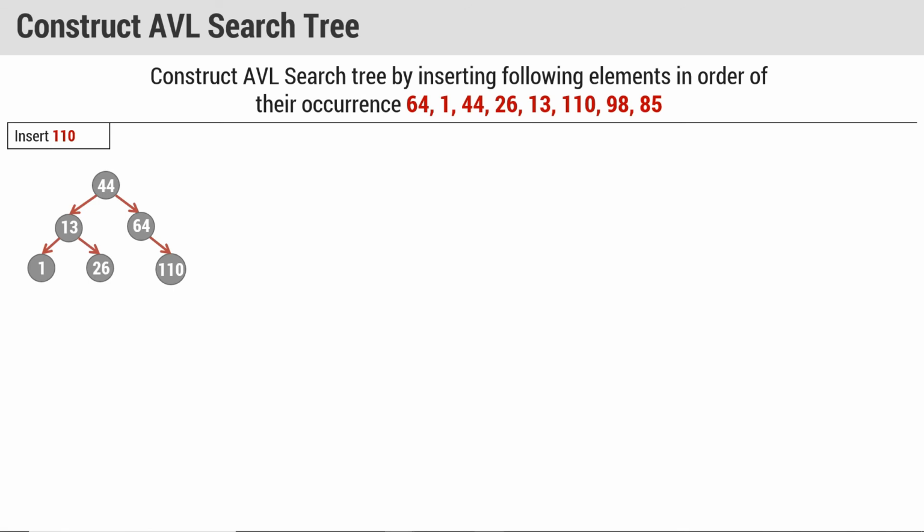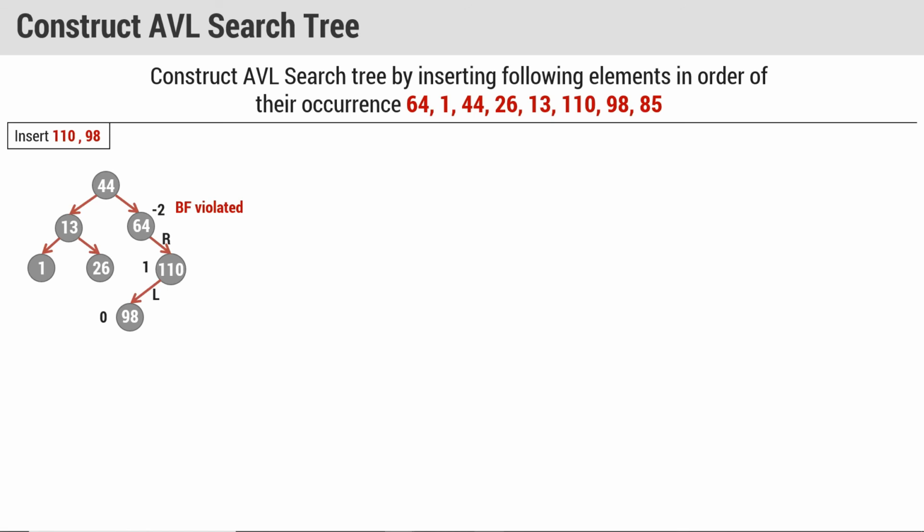So now we can insert 98. 98 is obviously inserted on the left side of 110. Now again we check the balance factor: at 98 it is 0, at 110 it is 1, at 64 it is minus 2. So again the balance factor is violated over here. So we have to check in which direction our newly inserted node is. So it is the right side of 64 and left side of 110. So this is the RL problem, and the solution of the RL problem.